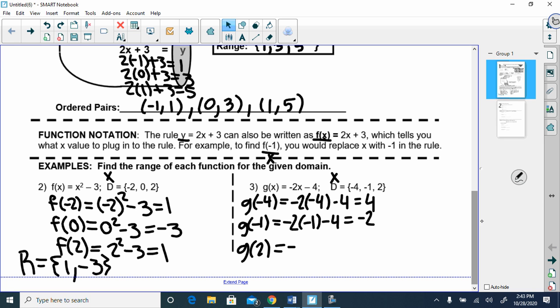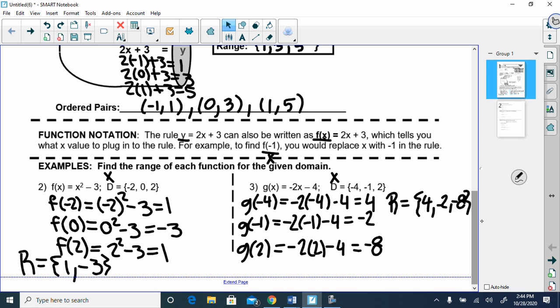So I'll have negative 2 times 2 minus 4. Good. And it did ask us to list this range. So my range is equal to the set of these numbers. So for us, that was 4, negative 2, and negative 8. We didn't end up having any that repeated, so we don't have to worry about that.